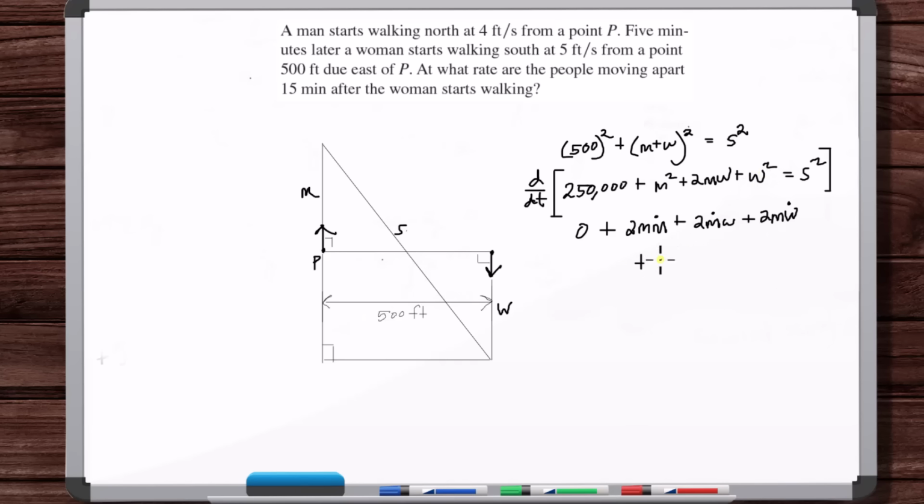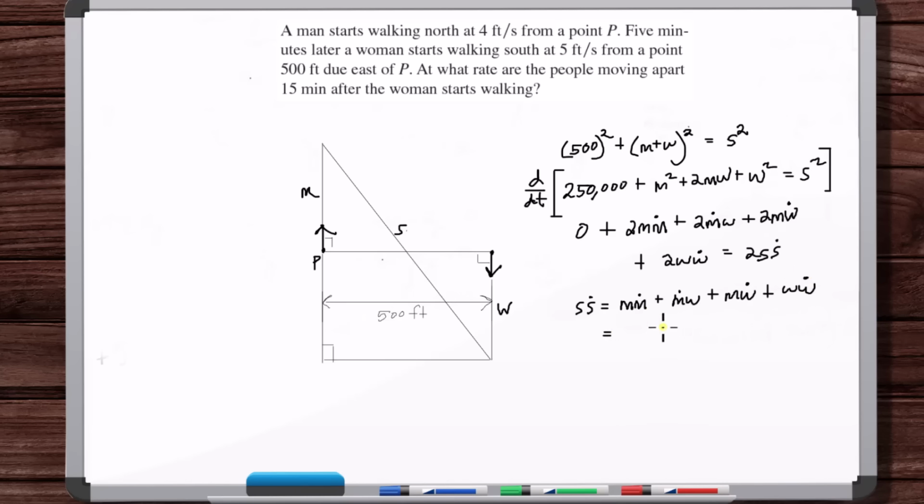What is the derivative of W squared with respect to t? 2W W dot. Derivative with respect to time of S squared, 2S S dot. So now we just need to solve for S dot. Well, we can divide everything by 2. So S S dot is equal to M M dot plus M dot W plus M W dot plus W W dot. And we can clean this up a bit.